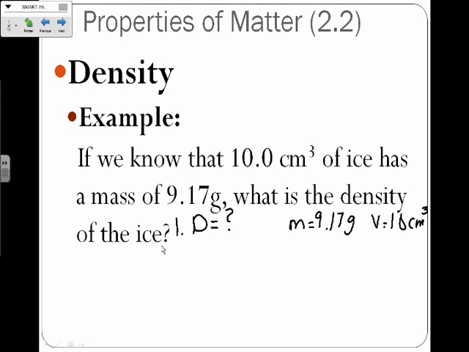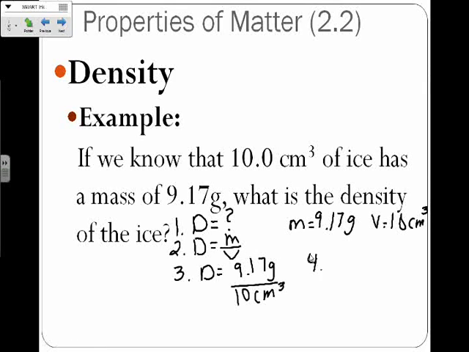Now, the second step that I mentioned earlier is that we write the formula in letters. So that means whatever the question mark is, that's what I'm going to start out with. So D equals, and it's going to be M over V. Now we're going to do our third step, and we're going to write our formula in numbers. So we're going to have D equals, because we don't know what it is, equals 9.17 grams over 10 centimeters cubed.